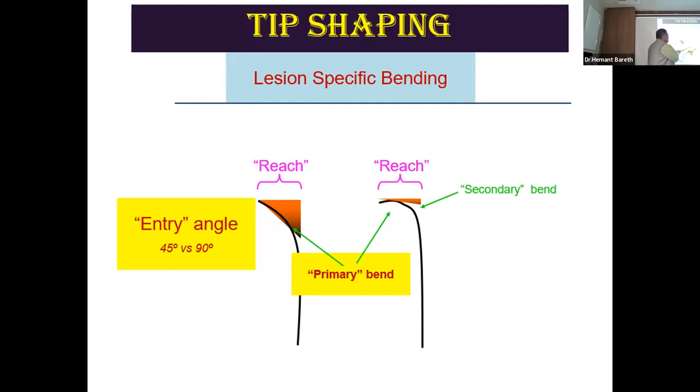The third bend is the secondary bend, and that bend is important, which is the diameter of the vessel that you are working at, because that will give you the support on that vessel. So these three things you need to know for shaping your guide wire.